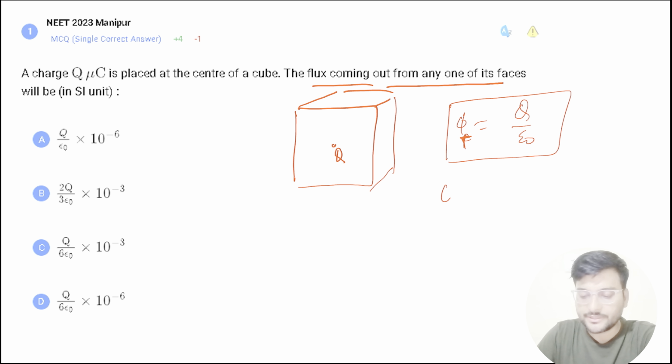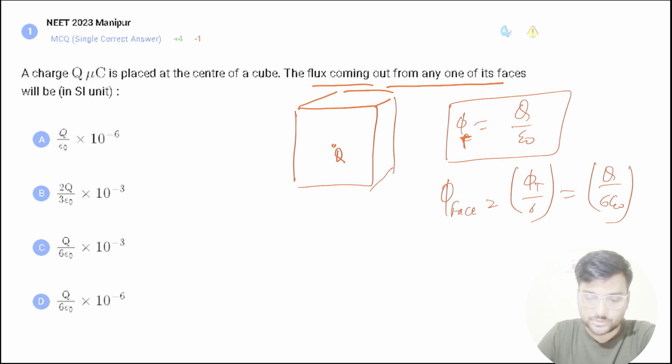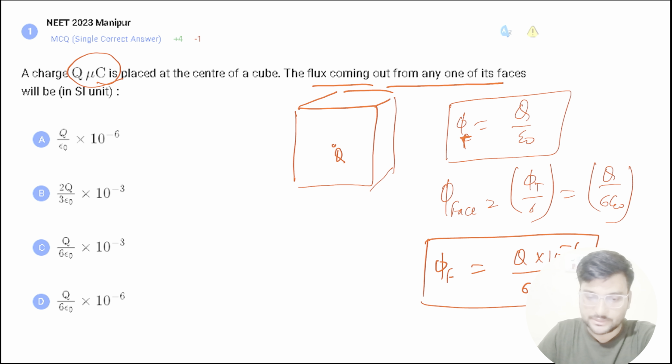So flux per face equals total flux by 6, since there are 6 faces in a cube. So we can say that q by 6 epsilon naught is the correct answer. In this case, the charge is given in microcoulomb. So according to the given option, flux per face equals q into 10 power minus 6 by 6 epsilon naught. This is the correct option. So I think in this case option D is more correct than any other, right? And just go with the theory part of this.